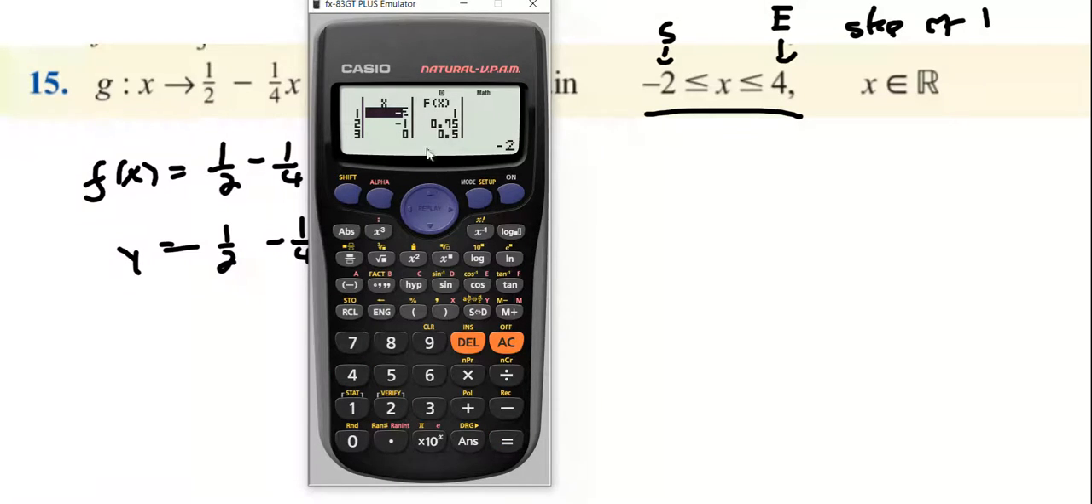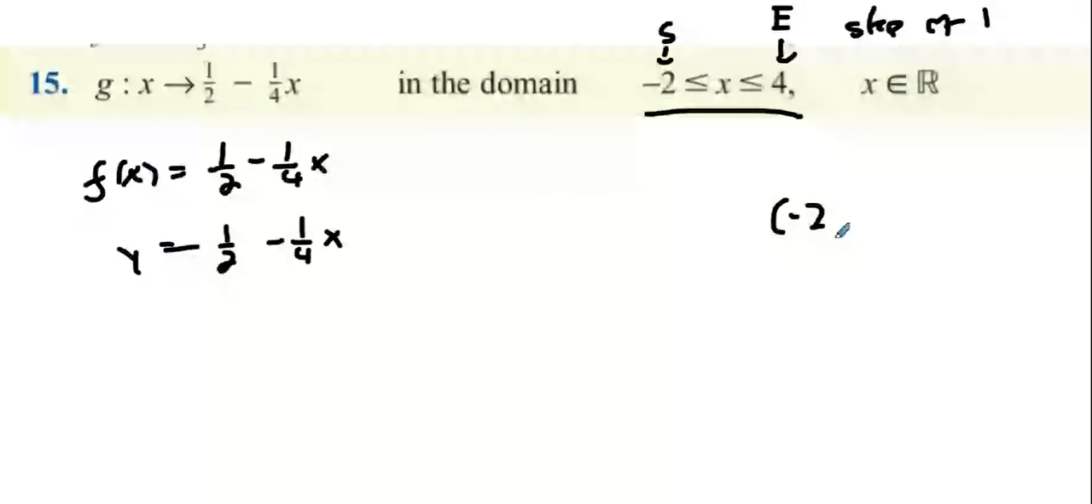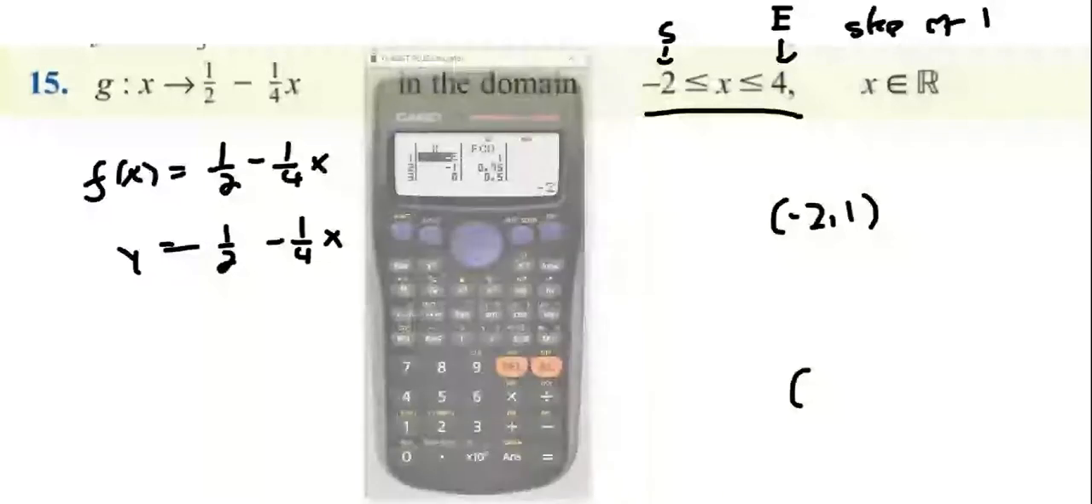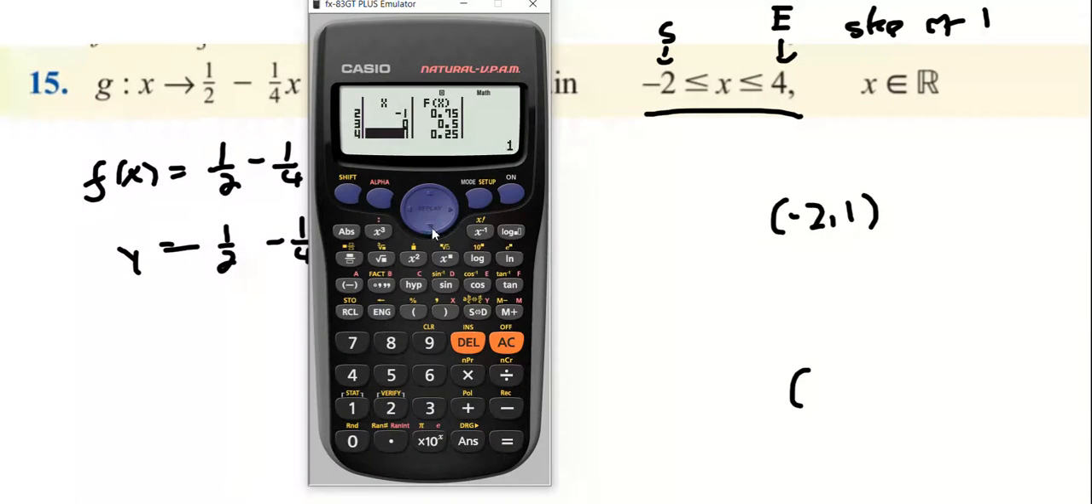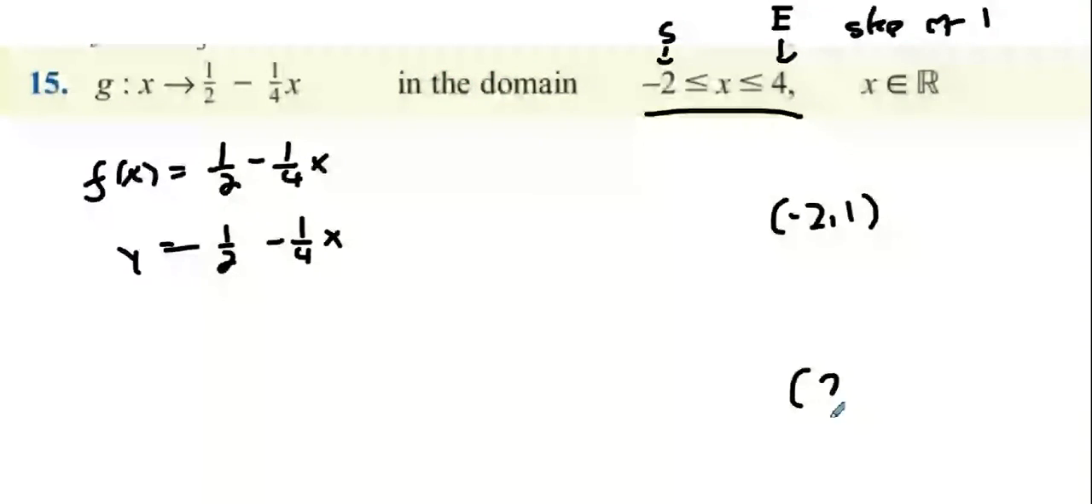And you can see the following points here. Here are the points I can use: (-2, 1), (-1, 0.75), (0, 0.5), (1, 0.25), (2, 0). Now there's two of them that are whole numbers. See the point (-2, 1), which is this one here. And the other point is (2, 0), isn't it? I'm just going to start off with those two points first.